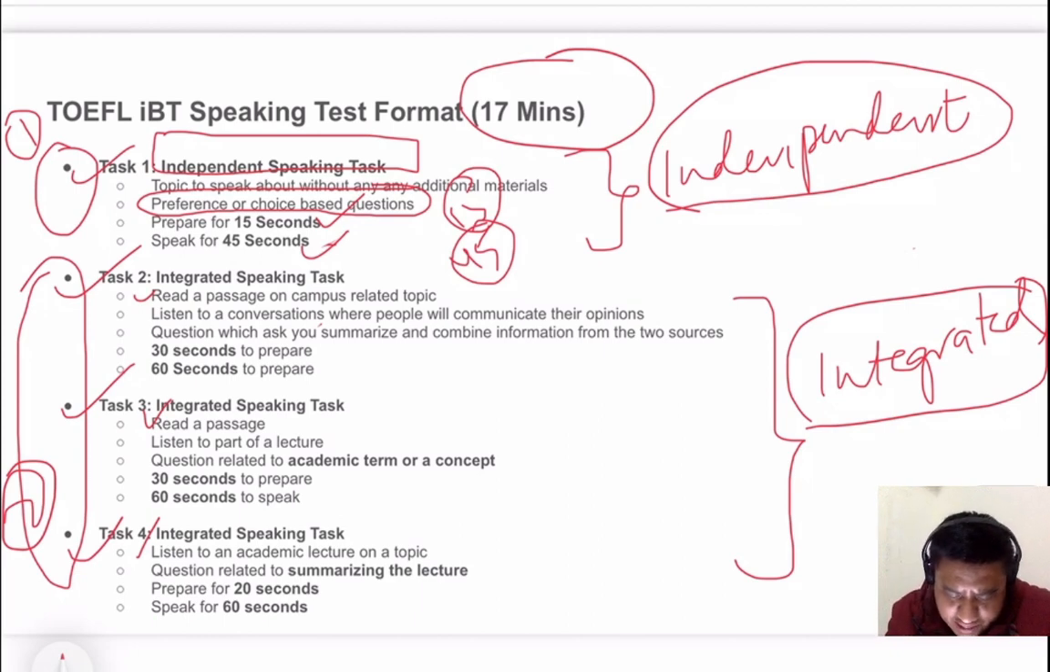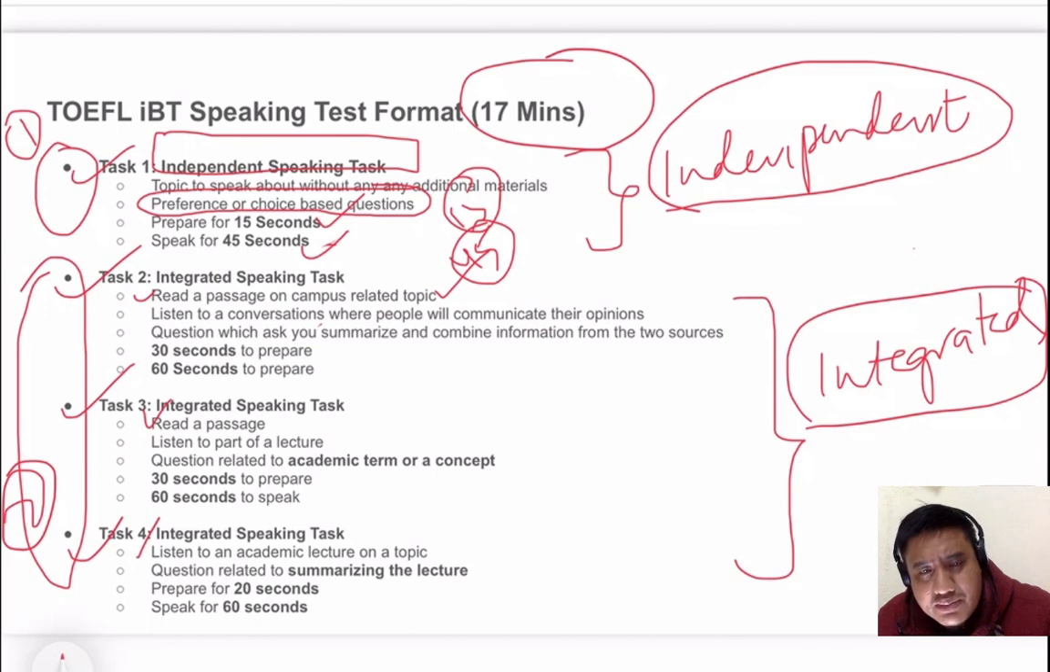Now, task 2, task 3, and task 4 are all integrated. So in task 2, the first thing you have to do is read a passage on a campus-related topic. Usually it's an announcement of a particular university or a particular place, which is related to campus.